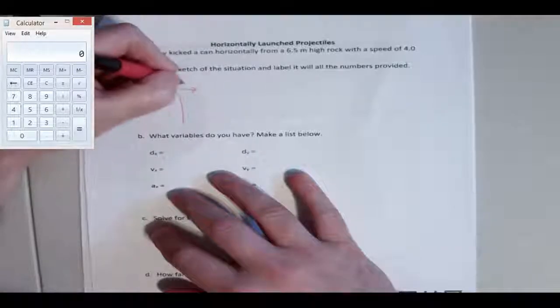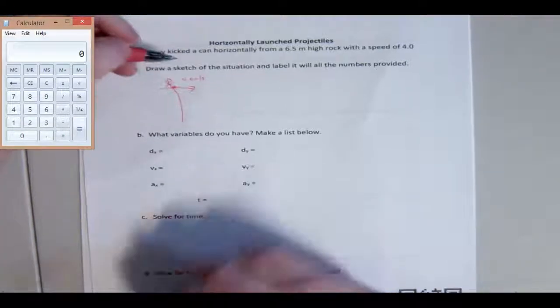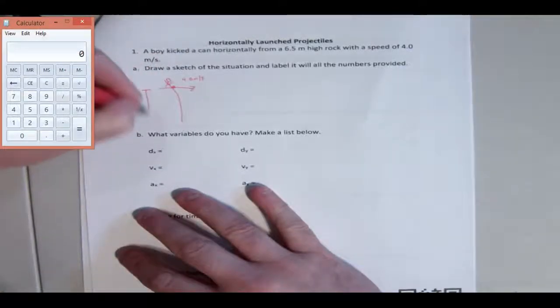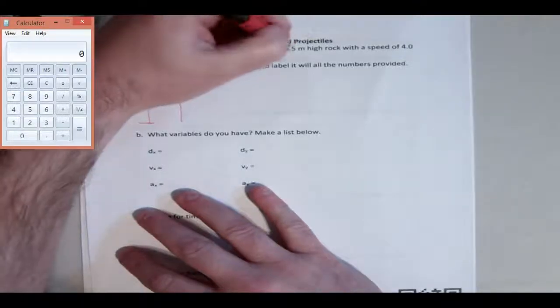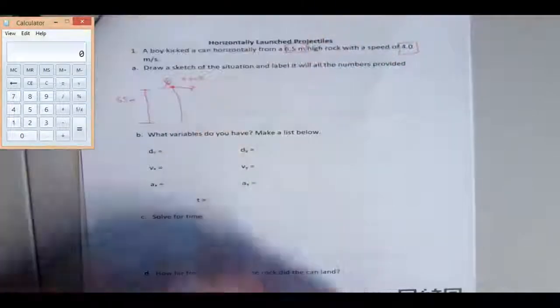Here's our rock. He kicks a can. Bam. If you want to write the speed, you can say, hey, kicks it at 4.0 meters per second. It's just meters per second because that's a speed, not an acceleration, right? And the cliff is 6.5 meters. I like to highlight stuff or underline it, whatever, because that's the smart thing to do.